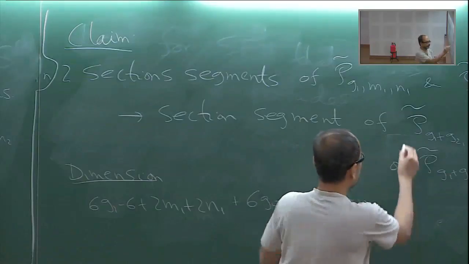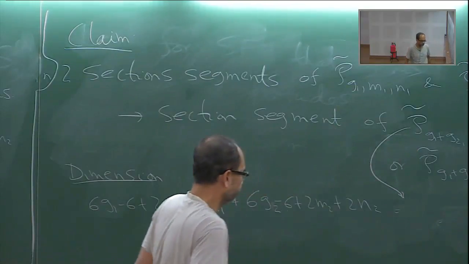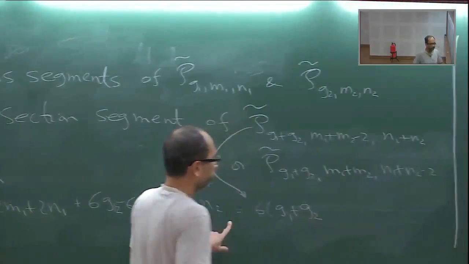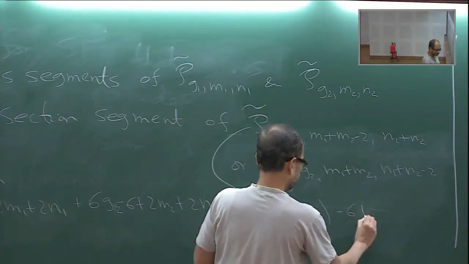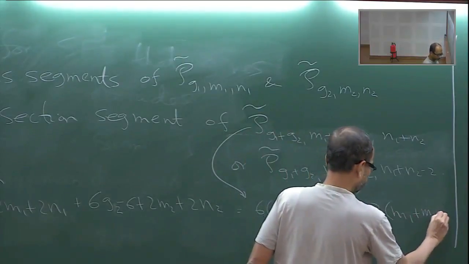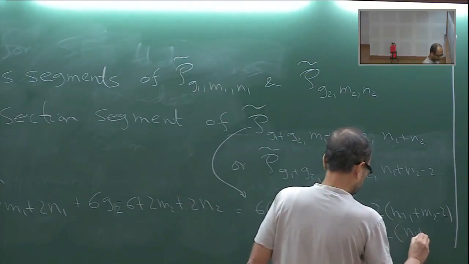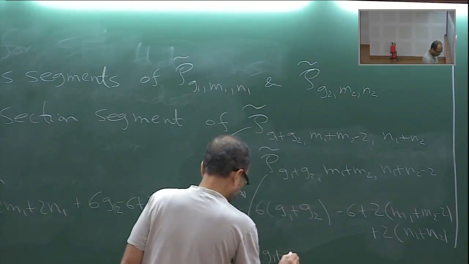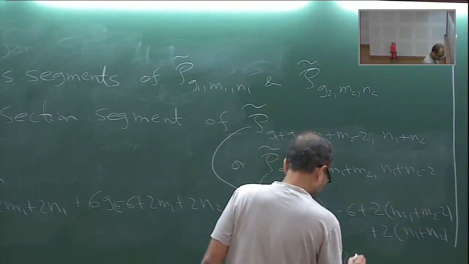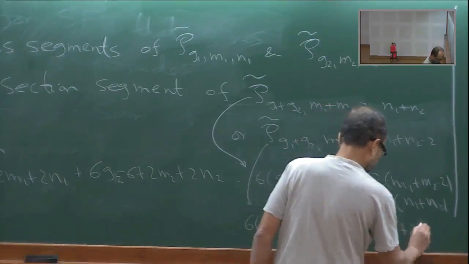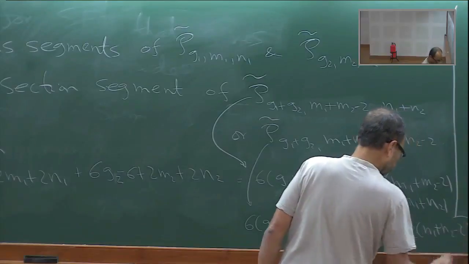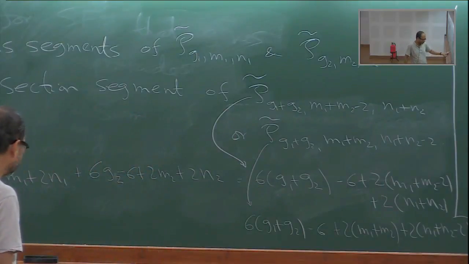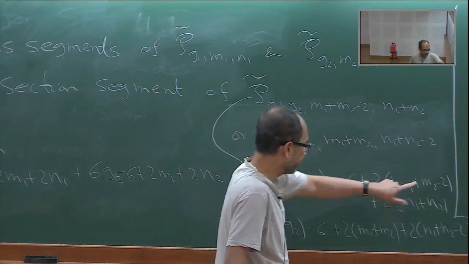Now let's see about this. This is 6 times G1 plus G2 minus 6 plus 2 times M1 plus M2 minus 2, plus 2 times N1 plus N2. And for this, it is 6 times G1 plus G2 minus 6... Now you can compare the left and right hand side and you find that they don't really match. You just count the constants: this is minus 12, whereas this is minus 10, this is also minus 10.